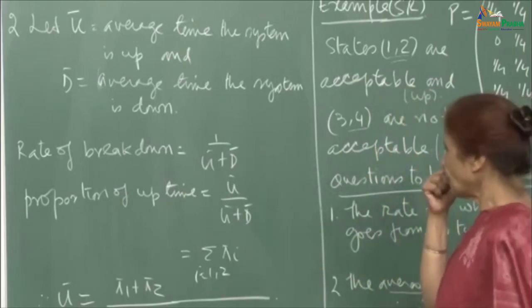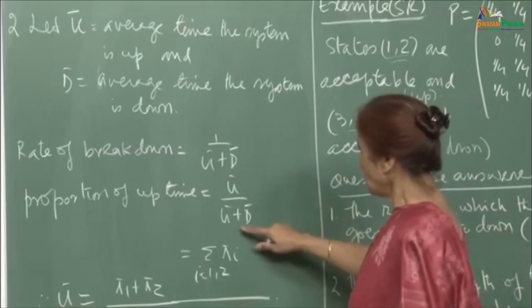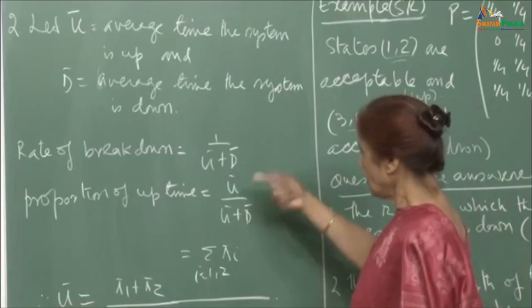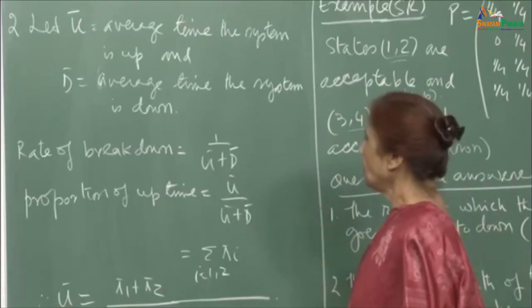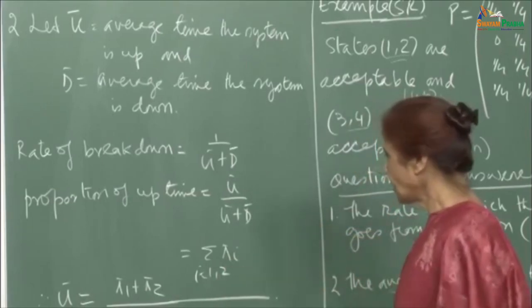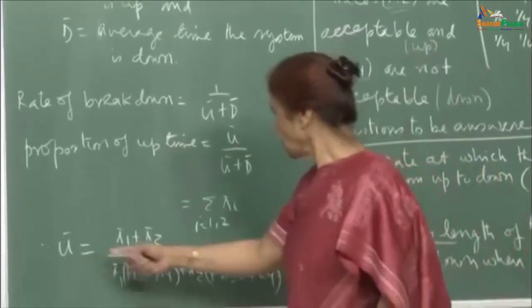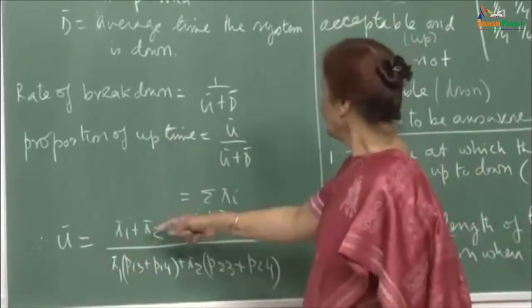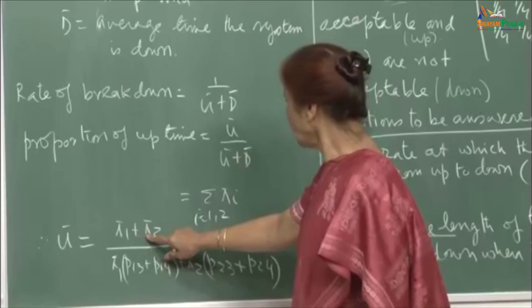So, proportion of uptime is then u bar upon u bar plus d bar. And similarly, you will define the proportion of downtime as d bar upon u bar plus d bar, right. Now, let us try to find out. So, the definition of u bar will be pi 1 plus pi 2, right.